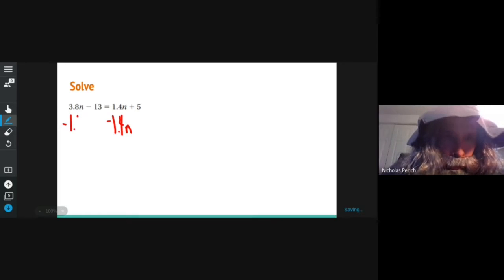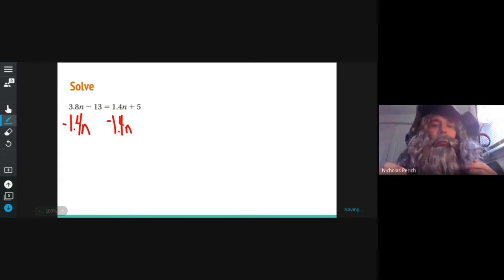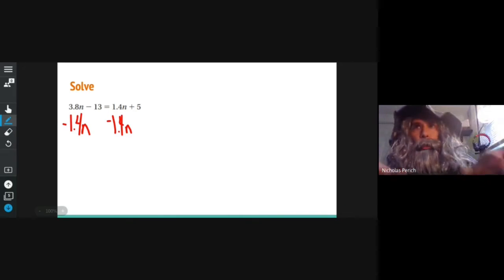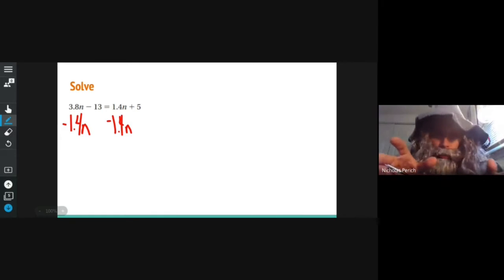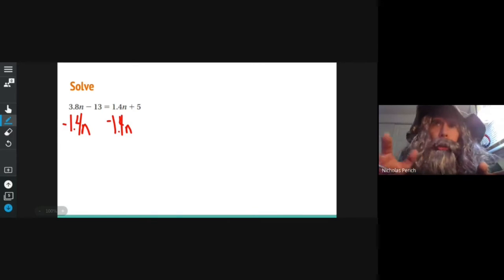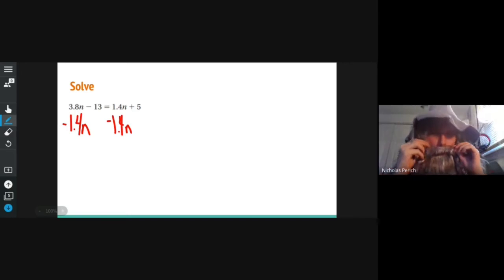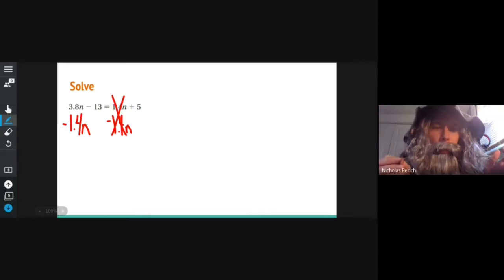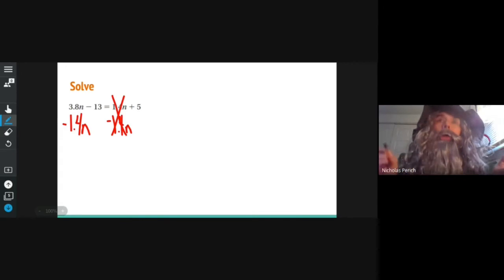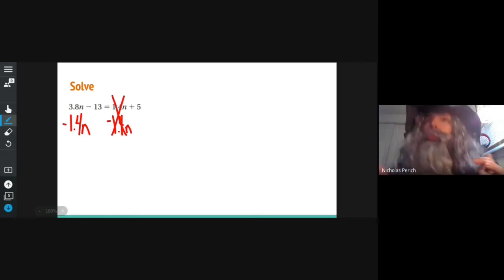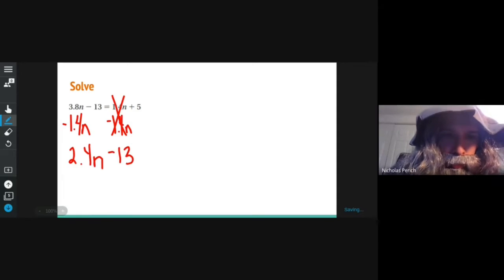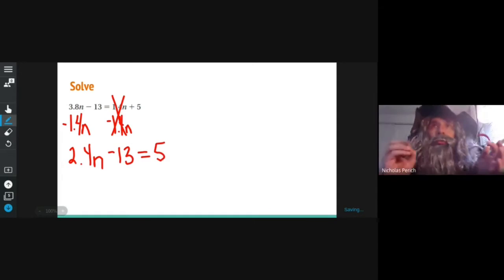You see, this is like saying I have 1 4/10 newts on this side, and I have 3 8/10 newts on this side, and we don't need that many newts. So if I subtract 1 4/10 newts from both sides, I'm taking away 1 4/10 newts from 3 8/10 newts, and that leaves me with 2 4/10 newts minus 13 equals 5.